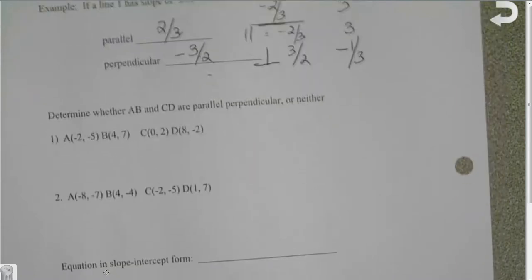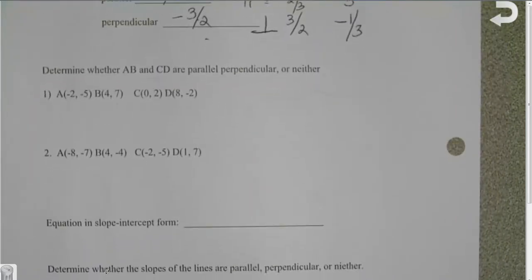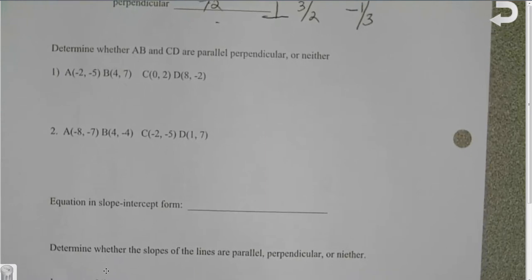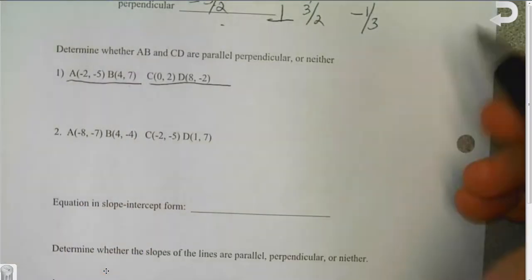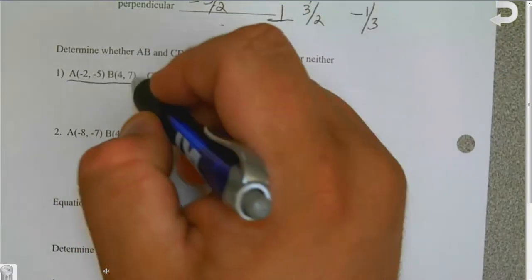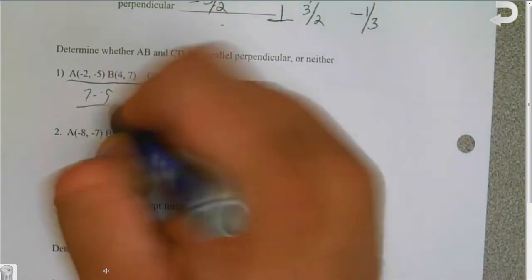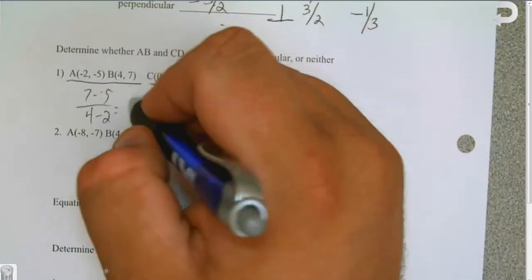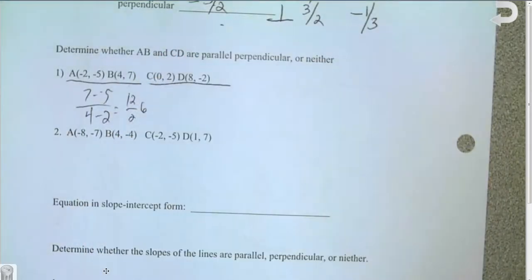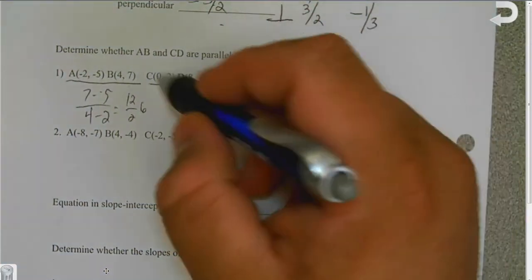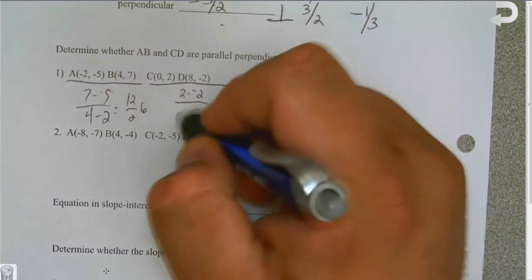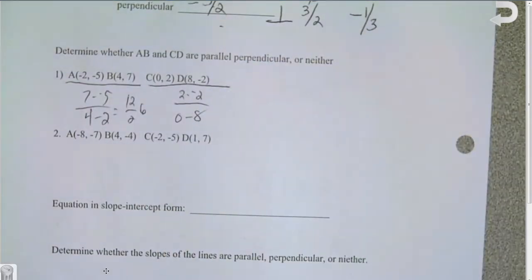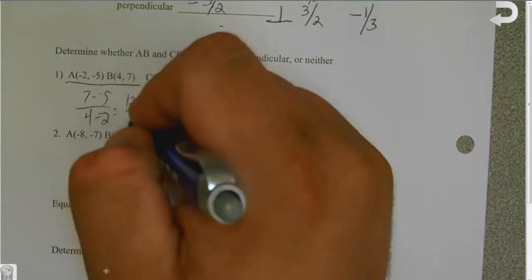So what you're going to do here is check and see if the lines are perpendicular, parallel, or neither. In order to do that, you have to calculate the slope of both lines. So you're going to calculate the slope of AB, and you're going to calculate the slope of CD. When I calculate the slope of AB, I get 7 minus negative 5 over 4 minus 2. So I get 12 over 2, and that's equal to 6. When I calculate the slope of CD, I get 2 minus negative 2, and then I get 0 minus 8. Oh, 4 minus negative 2. Shoot, that was 6. This is 2.